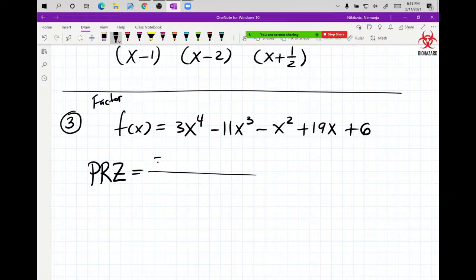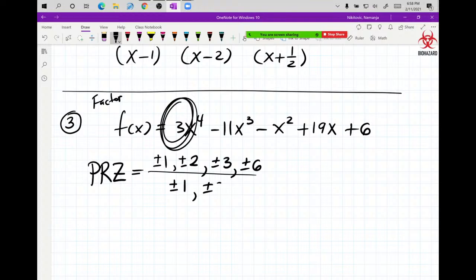Constant, plus minus 1, right? Constant term is 6. Factors are plus minus 1. Factors, all of the numbers that 6 can be divided by evenly. So I can divide 6 by 1, I can divide 6 by 2, I can divide 6 by 3, and I can divide 6 by 6. On the bottom, the leading coefficient can be divided evenly by 1 and by 3.